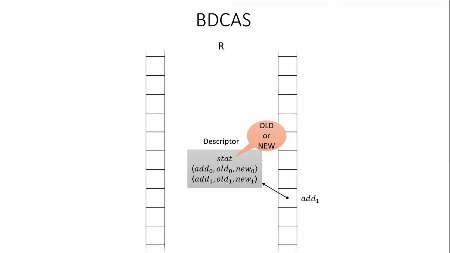Each array entry of R has an interpreted value. Consider the descriptor to which the pointer stored in an array entry points. If the status of the descriptor is old, then the interpreted value of the array entry is the old value of the descriptor triple with a matching address. Similarly, if the status is new, then the interpreted value is the new value of the corresponding descriptor triple.